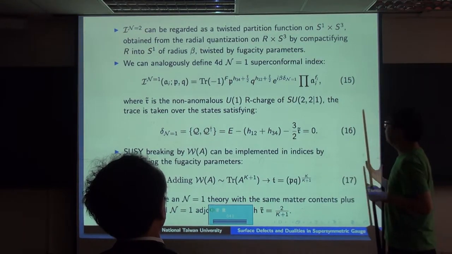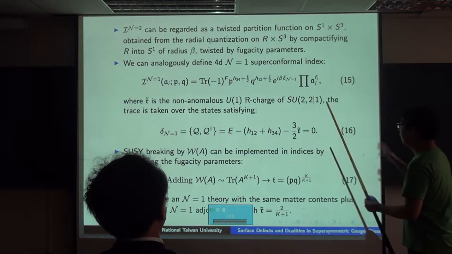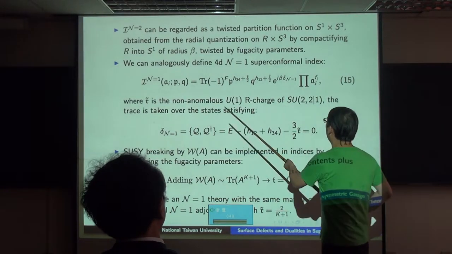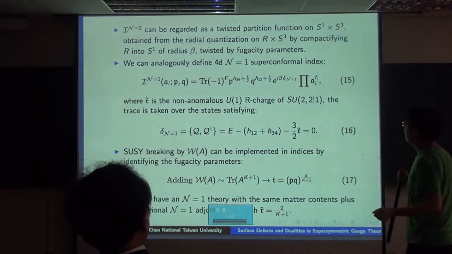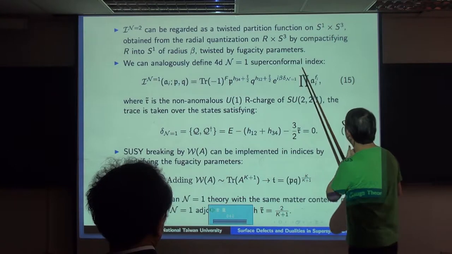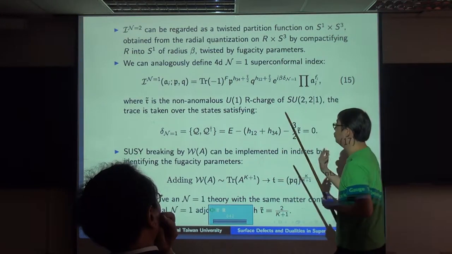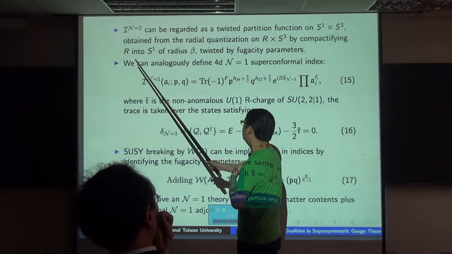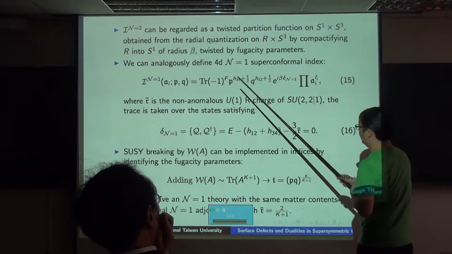But now, in 4D superconformal field theory, you'll be looking at putting the theory on R times S1. And the R here gives you the time translation, the dilatation direction. Now if you want a discrete spectrum, because there's a non-compact direction, then you compactify this radius into S1, of some radius.